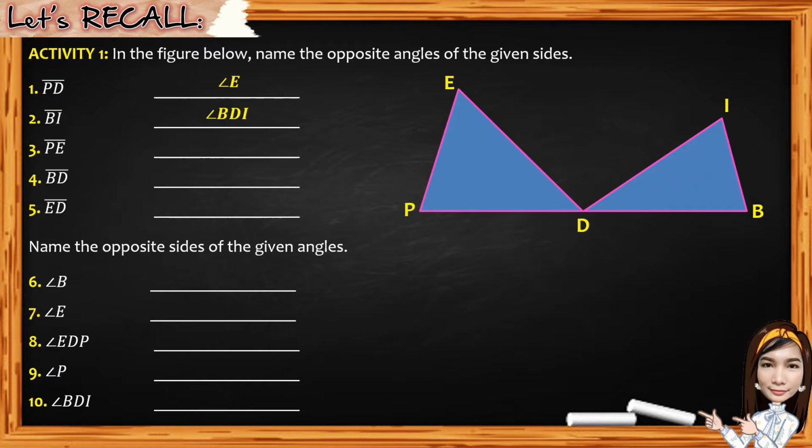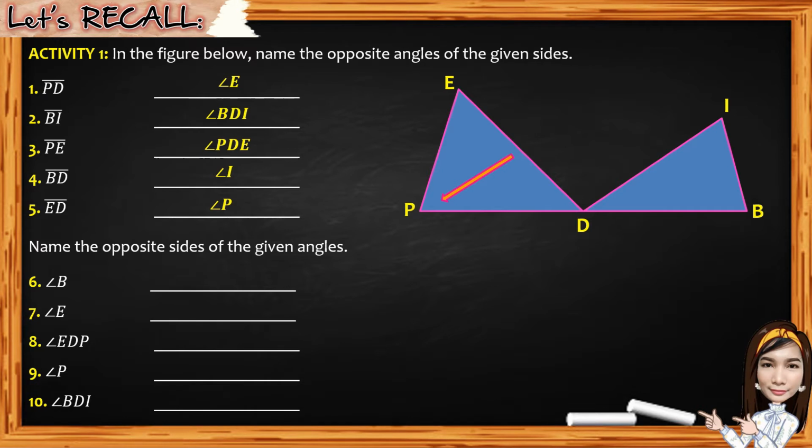For number 3, we have line segment PE. The opposite of it is angle PDE. It should also be a 3-letter name. And point D is the vertex and must be at the center. For number 4, the opposite angle of line segment PD is angle I. And for number 5, the opposite angle of line segment ED is angle P.